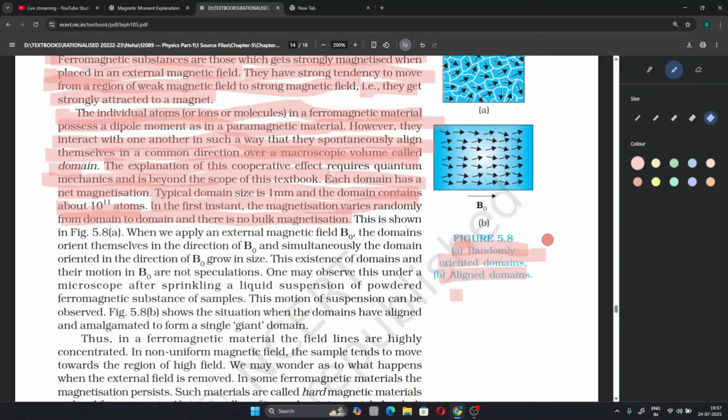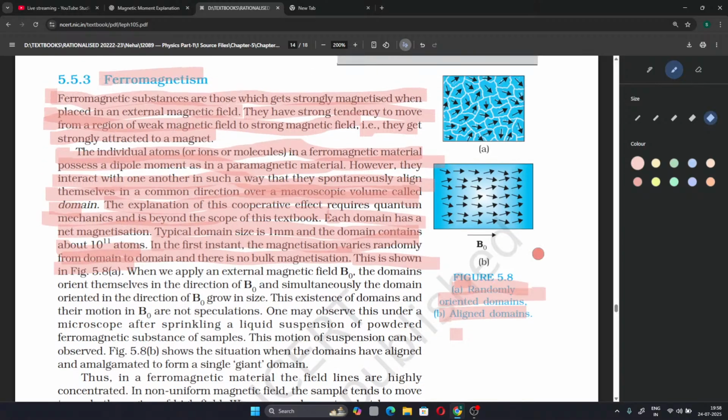At the first instant, the magnetization varies randomly from domain to domain, and there is no bulk magnetization. This is shown in figure 5.8a, where before the magnetic field is applied, the domains are in a random arrangement. But when we apply an external magnetic field, let's assume B naught, the domains orient themselves in the direction of B naught, and simultaneously the domains oriented in the direction of B naught grow in size.